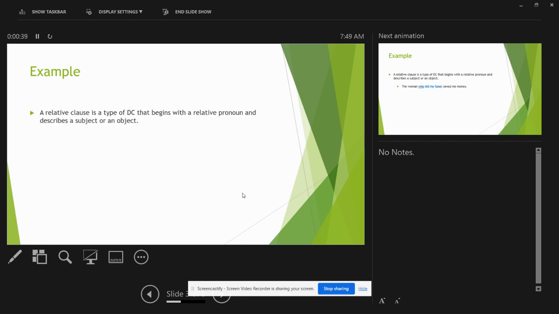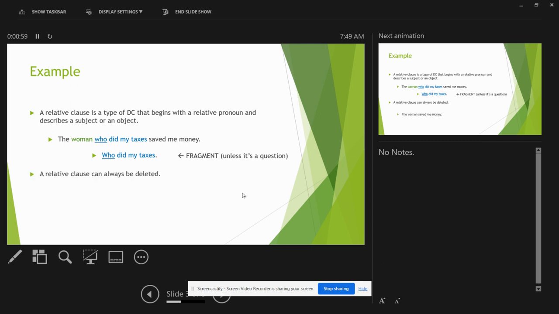Now, we talked about an example of what a relative clause looks like. So, the woman who did my taxes saved me money. The part in blue there is the relative clause: who did my taxes. Now remember, by itself, it's a dependent clause. It can't be its own sentence. That would be a fragment. It can also be deleted. The independent clause is the woman saved me money.